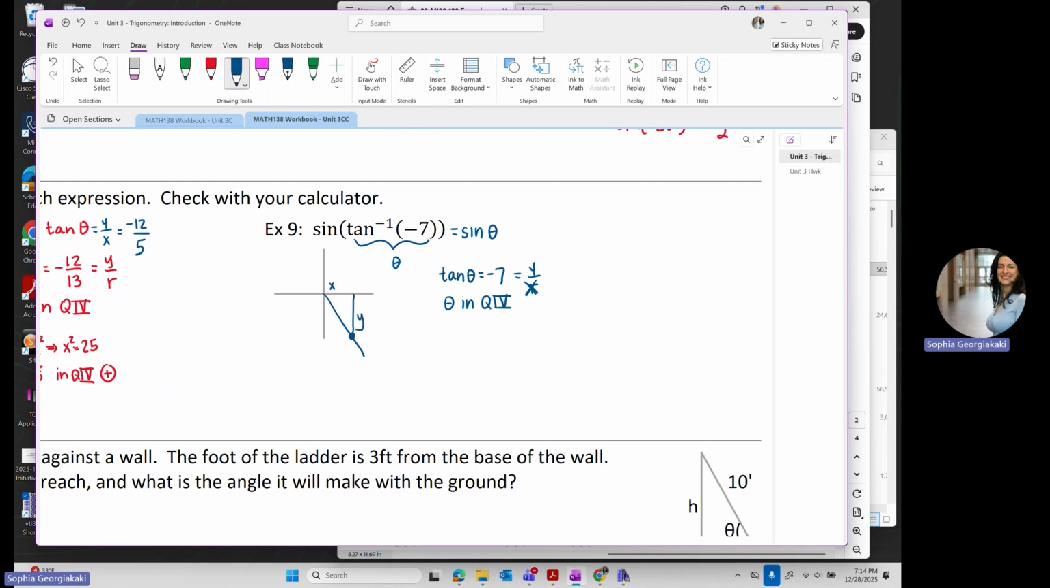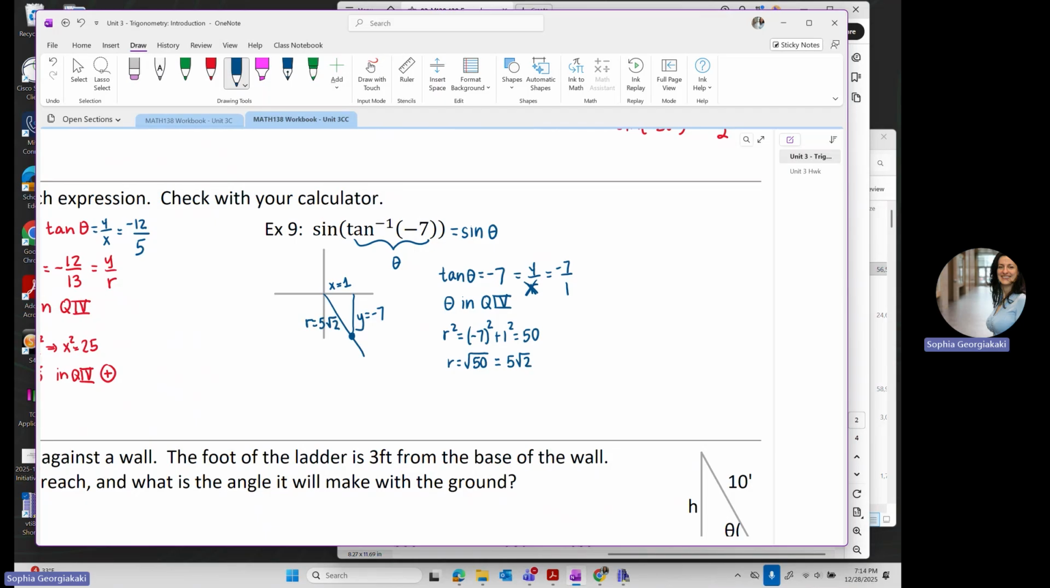Now, negative 7 equals negative 7 over 1. So the y will be negative 7 and the x will be 1. I can use the Pythagorean theorem to find the r. R squared will be negative 7 squared, which is the same as 7 squared, plus 1 squared, which is 50. R is always positive because it's a distance. So r is the square root of 50, which is the square root of 25 times 2, or 5 square root of 2.